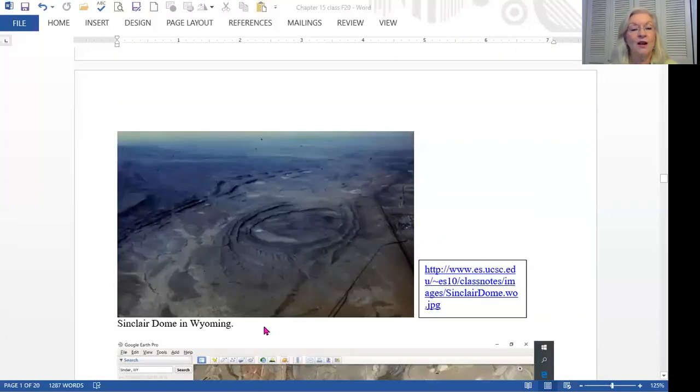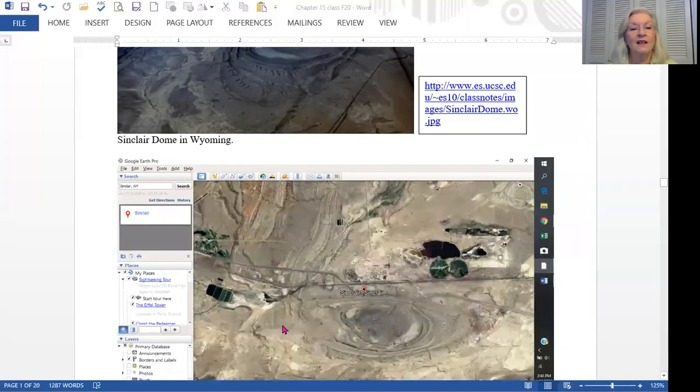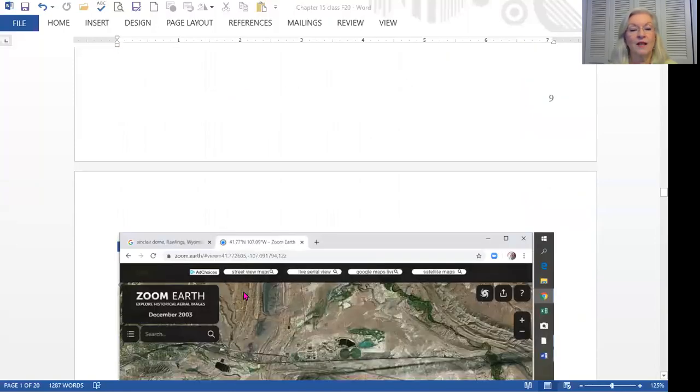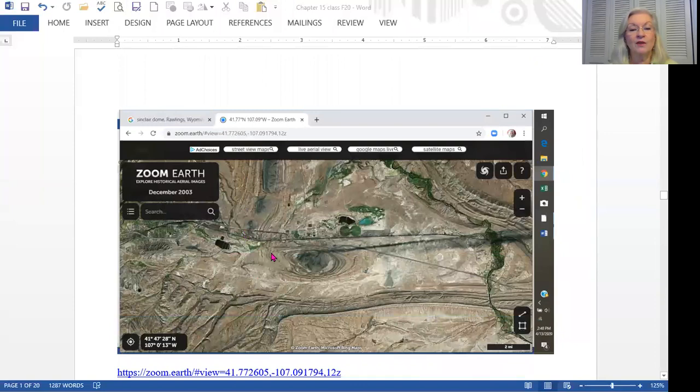Here's again a photograph. This is of the Sinclair Dome in Wyoming. You can see it. And this is from Google Earth. Here's the Sinclair Dome again. And again, the way we know it's a dome, oldest rock is in the middle, youngest on the outside edges. And this is from Zoom Earth, just another view of the same thing.